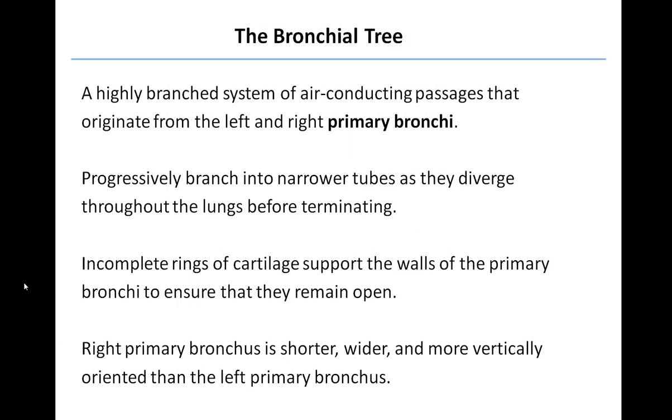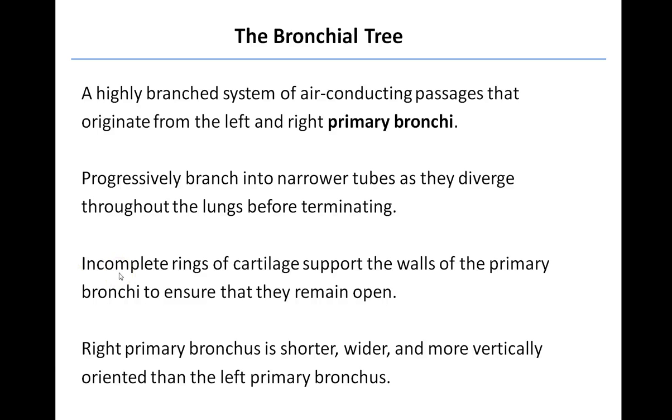Inferiorly, the trachea links with the bronchial tree. That's a highly branched system of air-conducting passages. The first of these, which branch off from the trachea, are the left and right primary bronchi. Primary bronchi will then extend further towards the lungs. They'll divide into smaller and smaller segments, and you'll go from primary bronchi to secondary bronchi to tertiary bronchi, and so on. With that branching, the branches become more numerous, but the diameter of the branches become smaller.